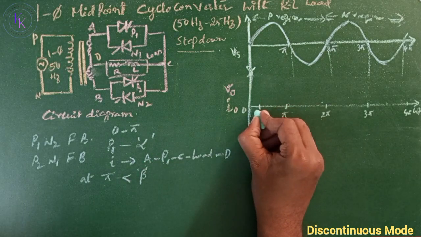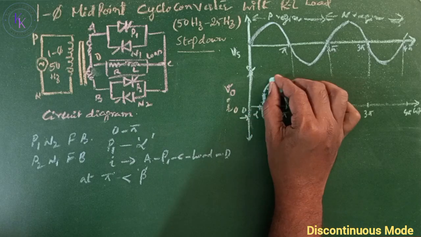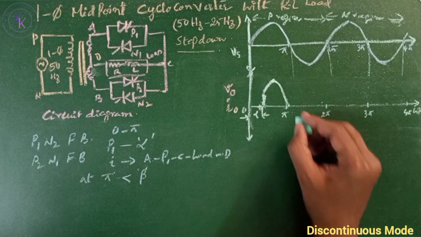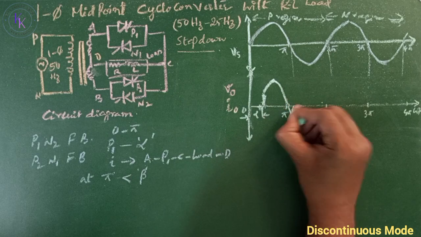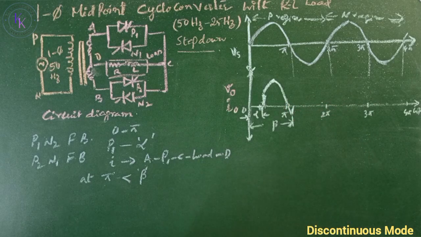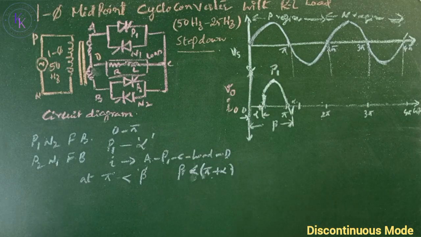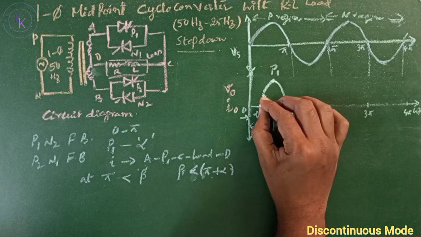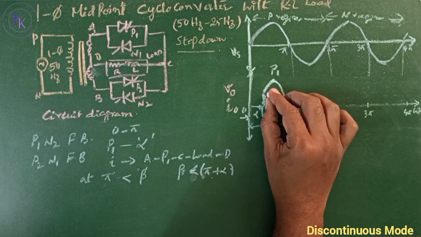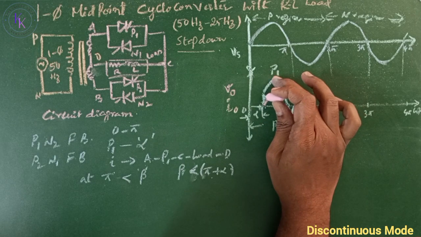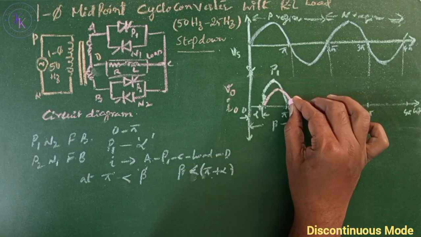At alpha, the voltage starts and becomes 0 at pi. Still the current is flowing through the thyristor. There is a negative peak up to beta. Then P1 comes to natural commutation and stops conducting. P1 is conducting. Now let us draw the current. As the voltage starts building, the current also starts building. It will reach the peak after the voltage reaches the peak and becomes 0 at beta.